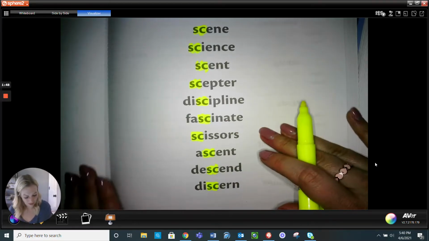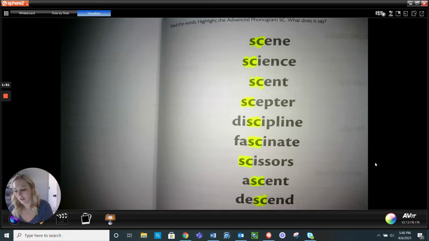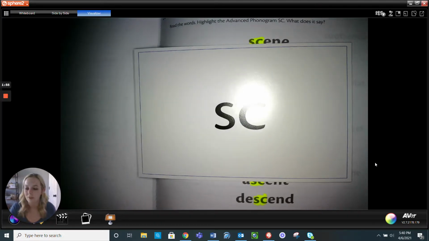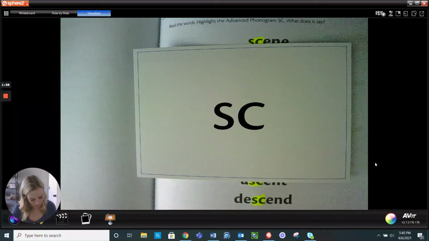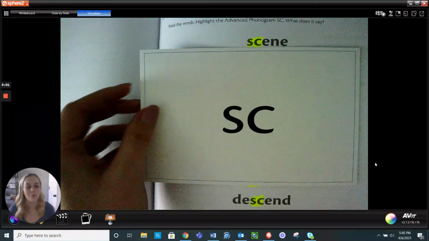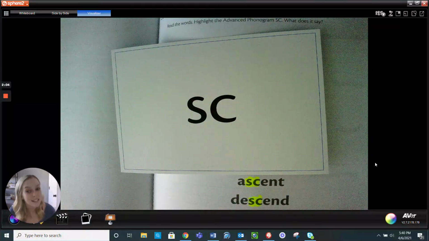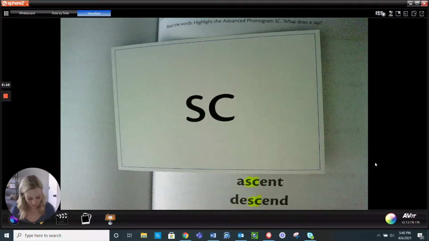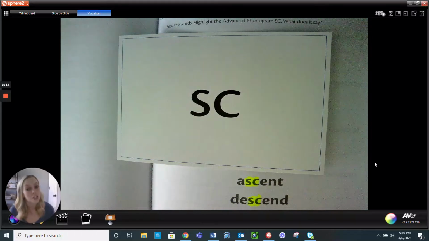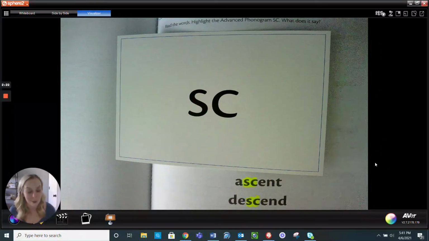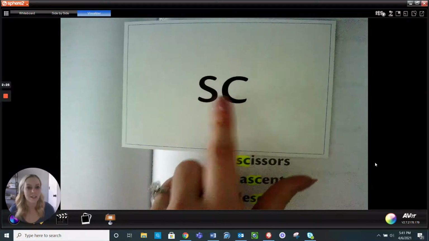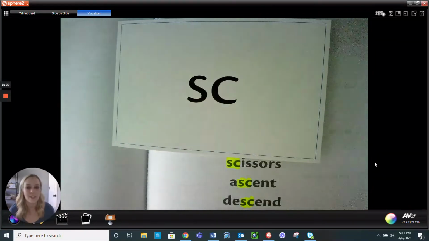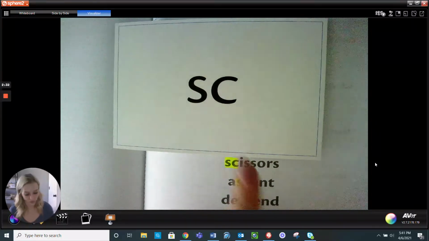Very good. So what do you think this phonogram says? What do you think that phonogram says? Based on this, you can probably say that it says sh, very good. So this is the Latin spelling of it, also says sh as in crescendo. I don't know how to say that word right. So this sound says sh. Say that again. Sh. Very good.